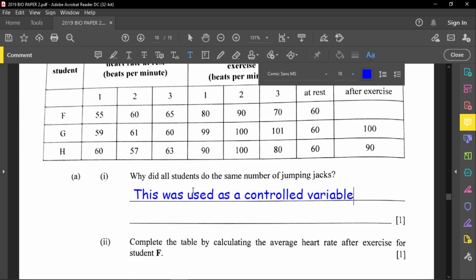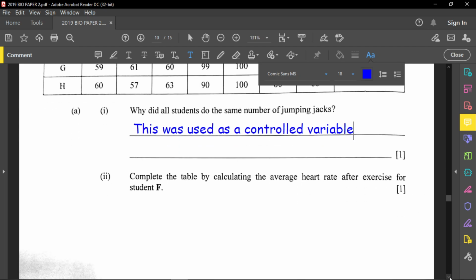All right, so this is a controlled variable, and the reason for that is to maintain accuracy. Why? Because you want to make sure all of them are doing the same thing, and none will have an advantage or disadvantage in any way. Of course, if the variables are different, the result will not be accurate in terms of comparing the differences. So a control variable is used to maintain what? Accuracy. All right, so let's now move on to part 2.